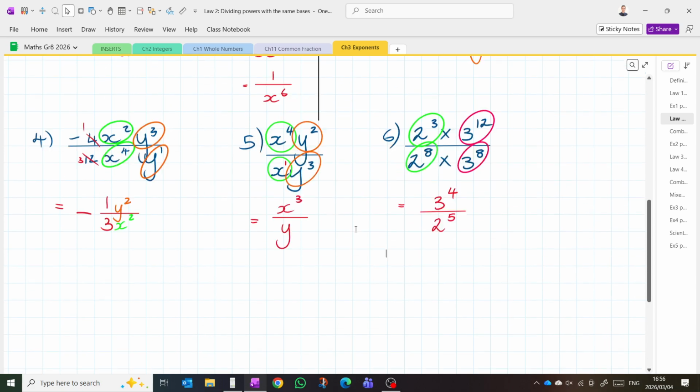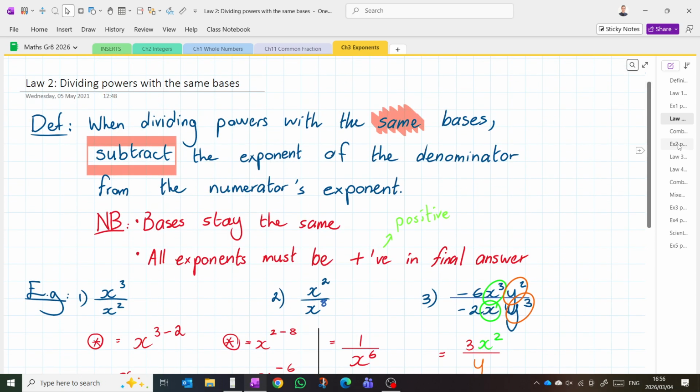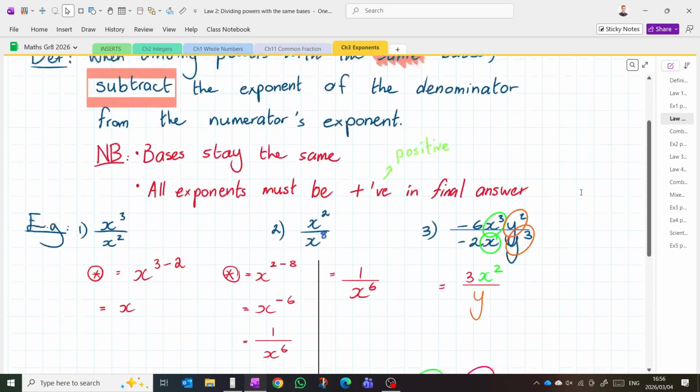Okay, I'm going to stop there for now. Next time we'll look at the combination of law 1 and 2 when we do them at the same time. And then we'll move into the third and fourth law with the combination as well, and then the mixed examples where we use all 4 laws.